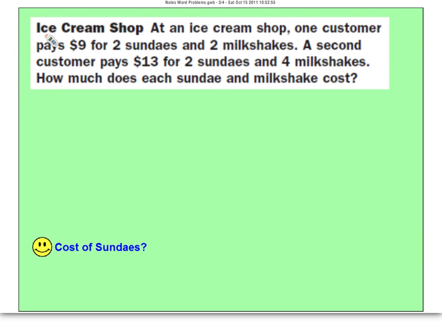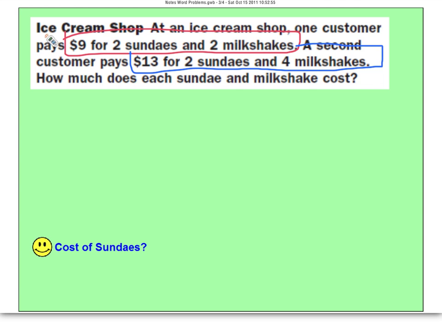Let's look at another. At an ice cream shop, one customer pays $9 for 2 sundaes and 2 milkshakes. I'm going to highlight that, box it off. A second customer pays $13 for 2 sundaes and 4 milkshakes. How much did the sundae and milkshake cost? Well, if you're at the store, you're just going to look up at the menu and check the price, but let's say we didn't know this. We could figure it out. We have 2 unique scenarios.